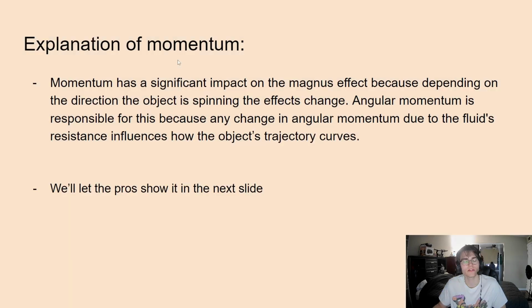And an explanation of momentum. Momentum has a significant impact on the Magnus Effect because depending on the way that the object is spinning, the angular momentum associated with said object changes as well, and thus highly influences the way that the object will curve and interact with the air around it. And to demonstrate this, I have a video here for you all.